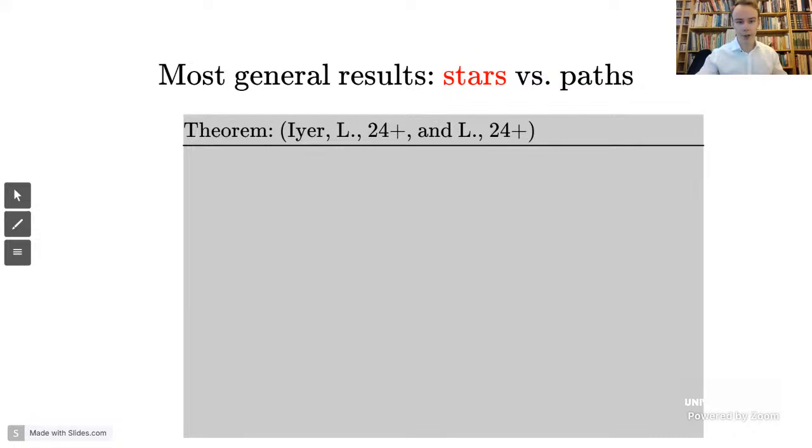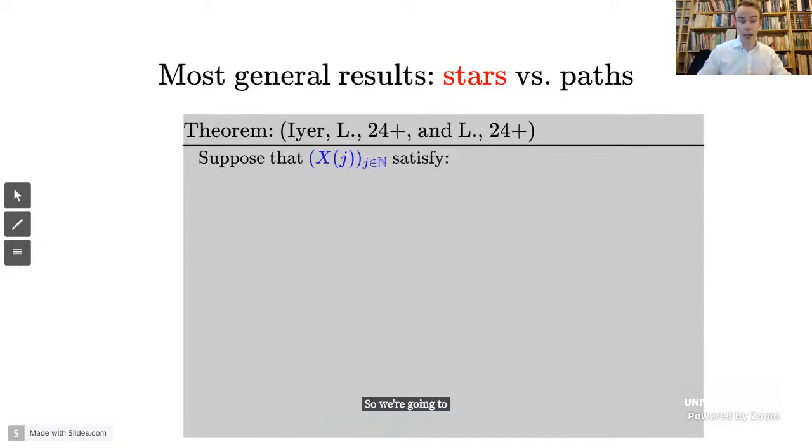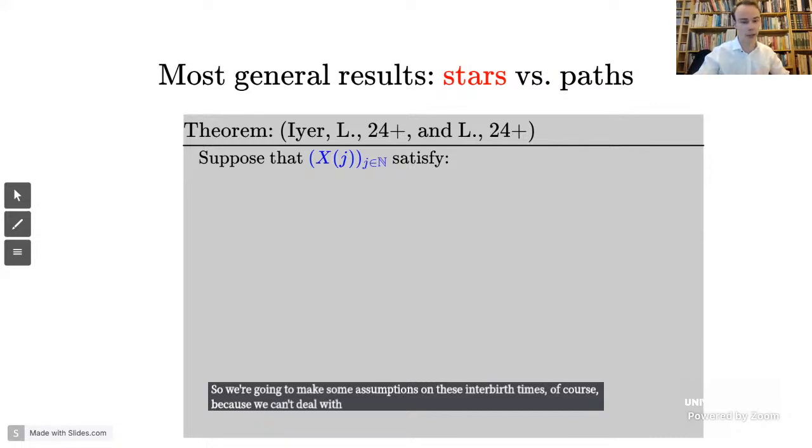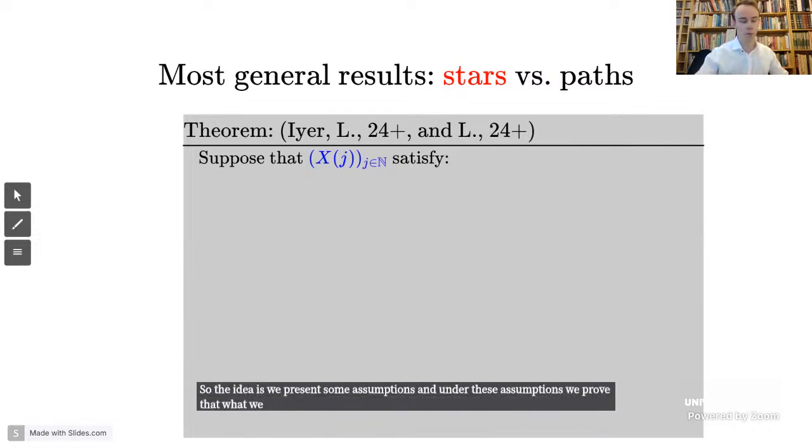Tejas and I first proved one version of this theorem quite a while back. And then this morning I placed a paper on the archive that improves on that a little bit. And that is the most recent form that I'll present today. So we're going to make some assumptions on these interbirth times, of course, because we can't deal with this in complete generality. So the idea is we present some assumptions, and under these assumptions, we prove that what we are interested in is indeed true.